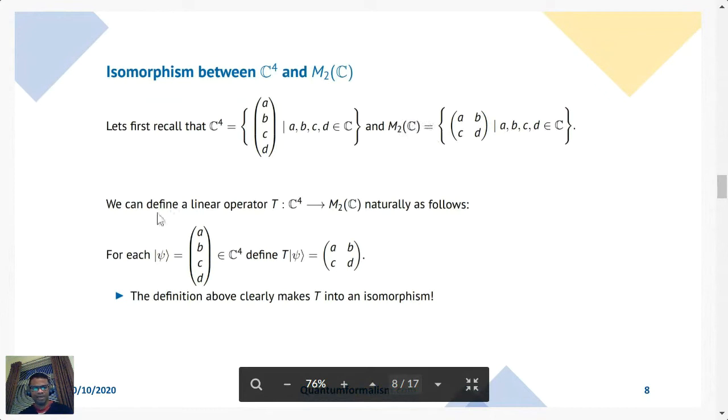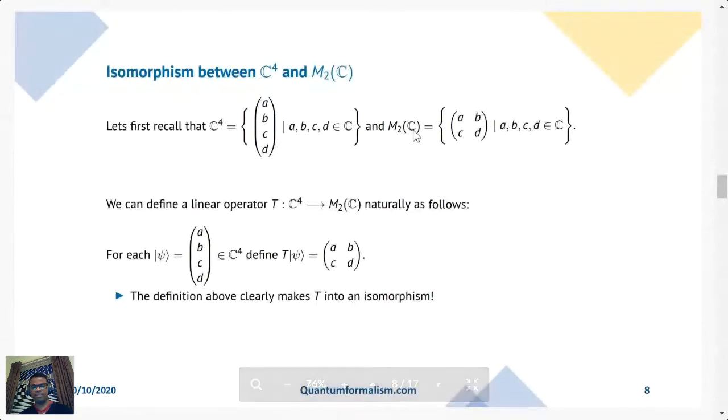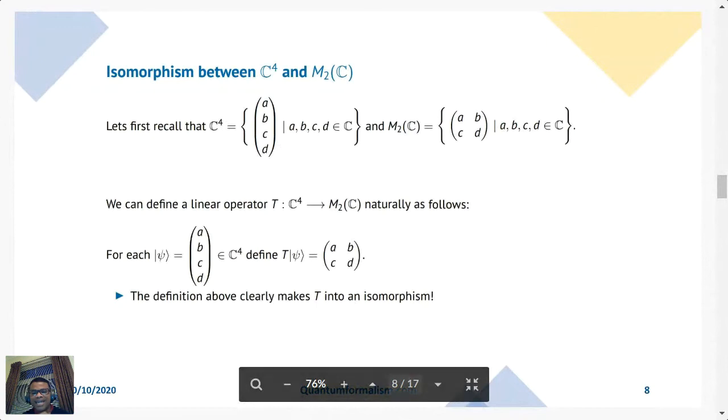Anyway, we can define a linear operator like this: you take any element psi, and then you map it into this. I leave it for you to see that this definition of T indeed makes T an isomorphism from C4 to M2 of C. By the way, as a challenge, I challenge you to find what would be the canonical basis of M2 of C.